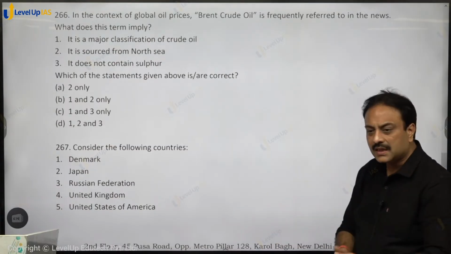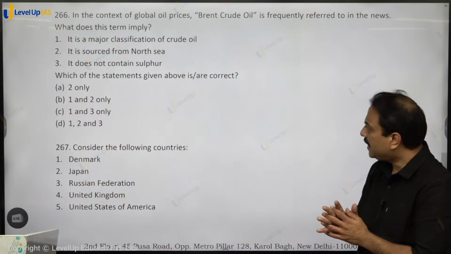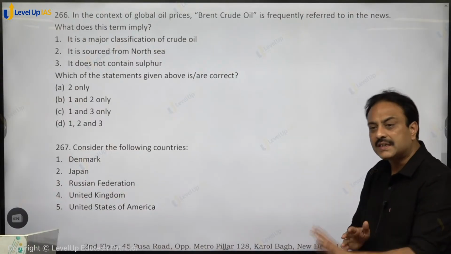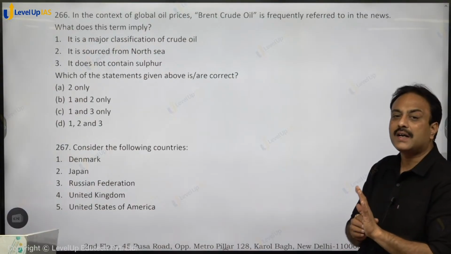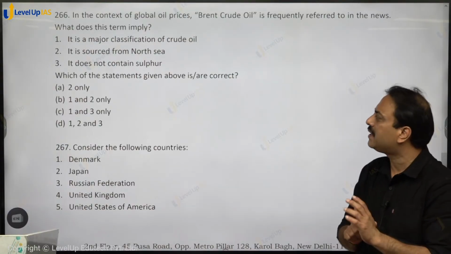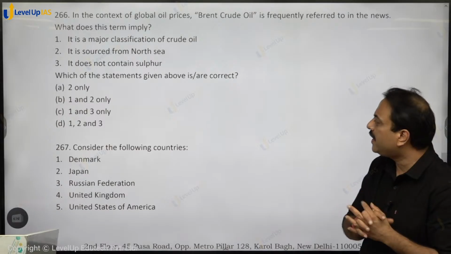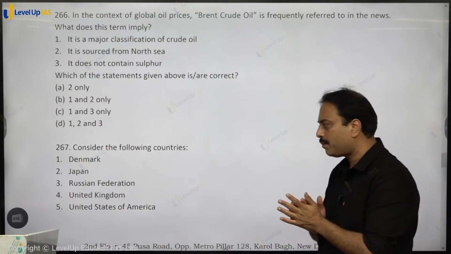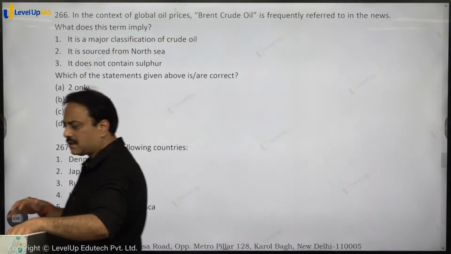It is a major classification of crude oil, correct? It is sourced from the North Sea, correct? It contains sulfur, but it contains a low quantity of sulfur; it is not sulfur-free. So 1 and 2 are correct, 3 is not correct. So 1 and 2 only, option B, B for boy, shall be the right answer.